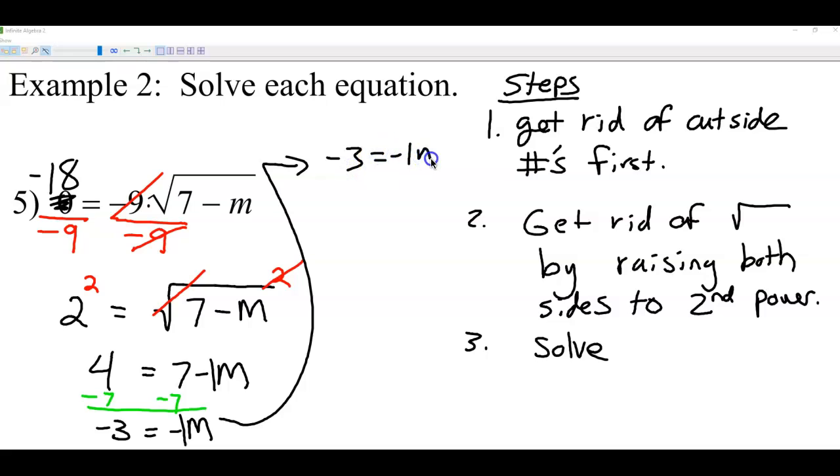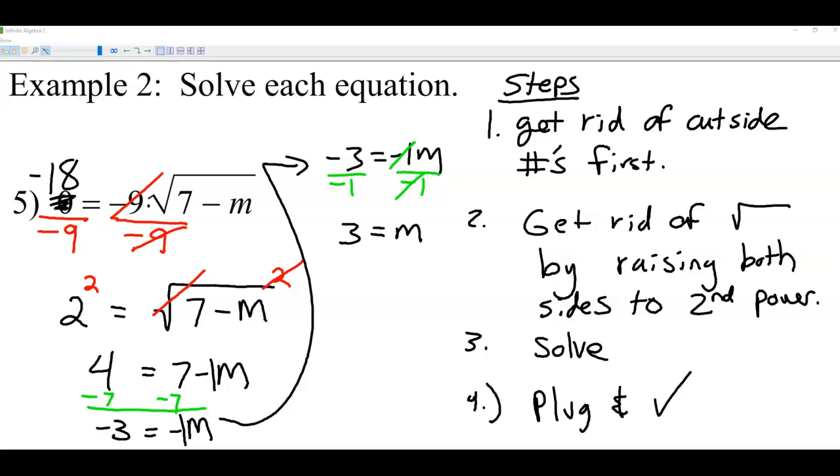Yeah, that's right. I'm sorry. Writing. But yeah, divide both sides by a negative 1. So I get 3 equals m. And that's the answer. Now, technically, what you should do is plug and check.